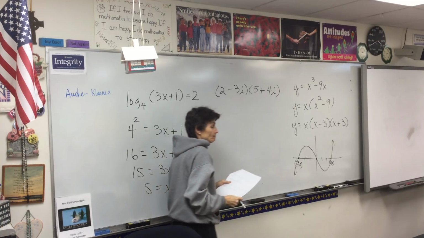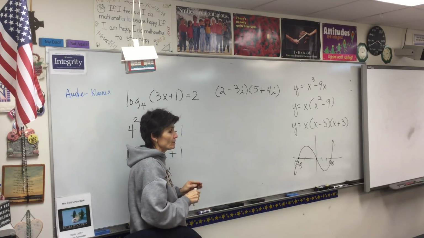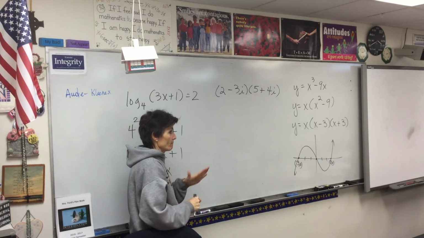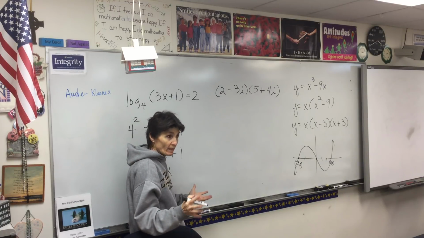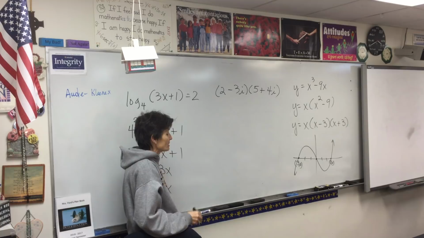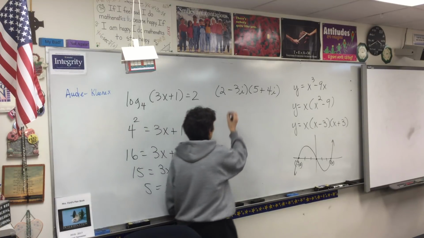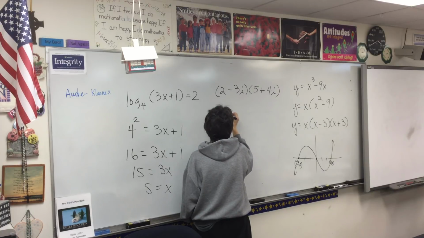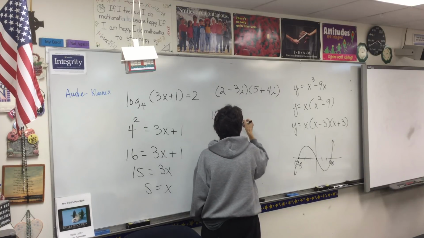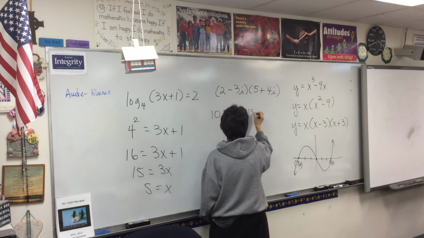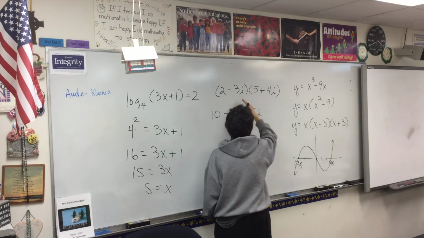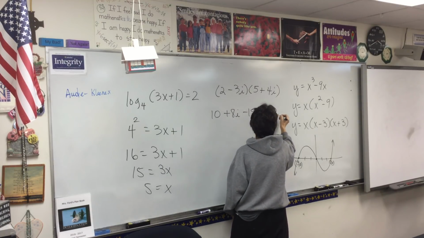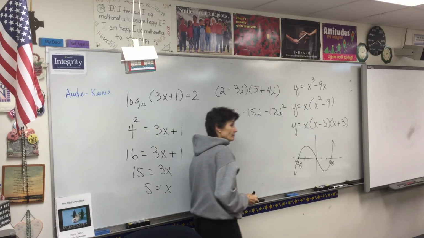How do we do that? That's from a long time ago. How do we do it? Distribute, FOIL. Yeah, the distributive property of FOIL. So firsts would be 10. Outers would be 8i, inners would be negative 15i, and lasts would be negative 12i squared.